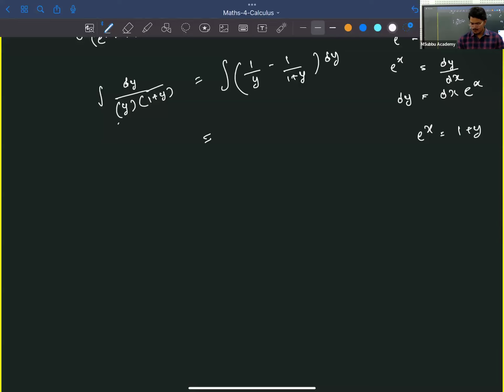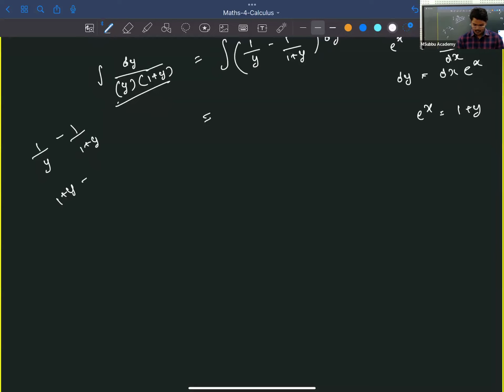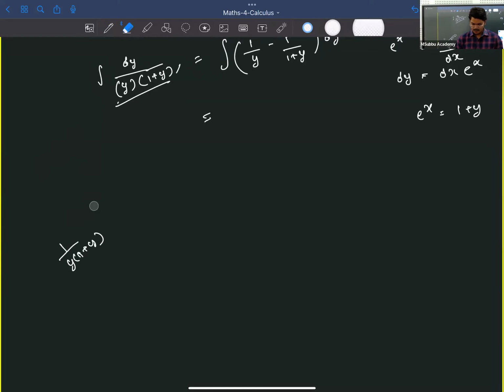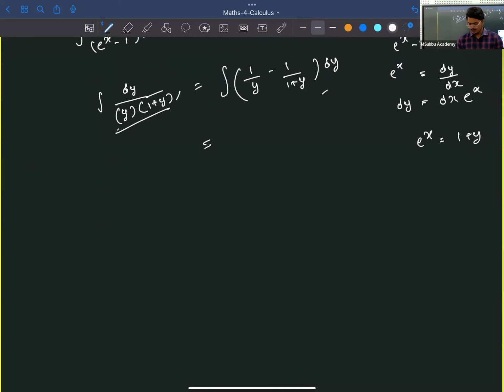So now just check with this. When you solve this, what do you get? 1 by y minus 1 by 1 plus y. I am just splitting this term. So what do you get? 1 plus y minus y by y into 1 plus y. So this y gets cancelled. You get the term 1 by y into 1 plus y. So this is nothing but this term. I have just split this term. This method is known as the partial fractions method. Okay, so that is how we got this term.